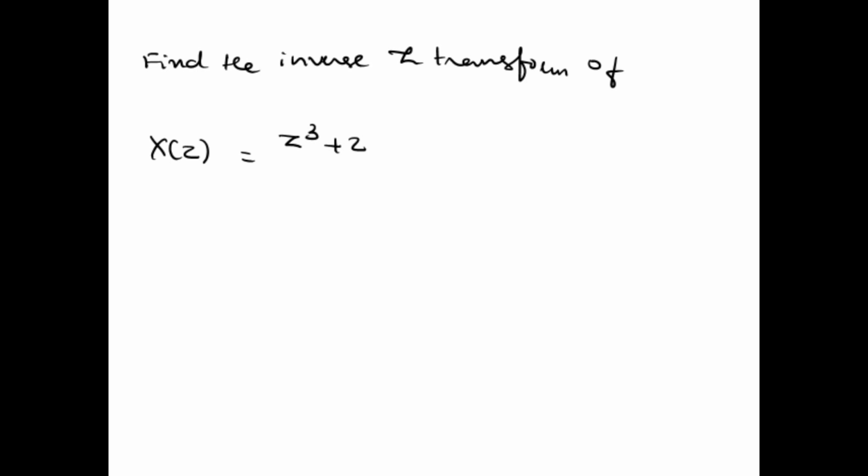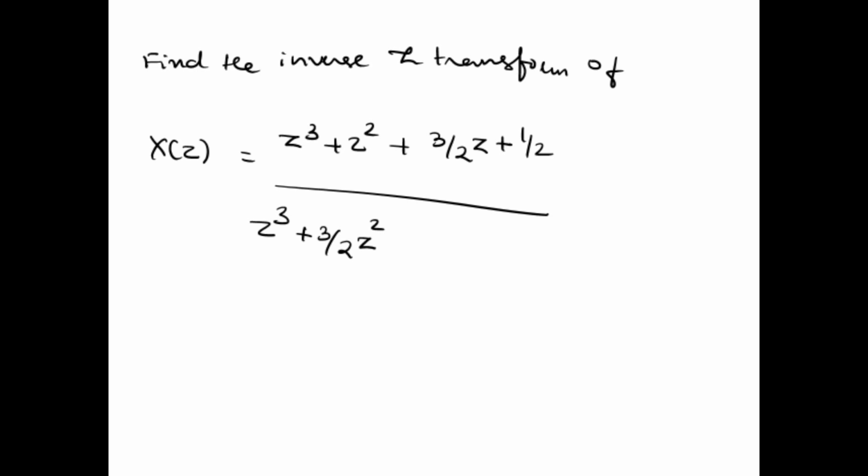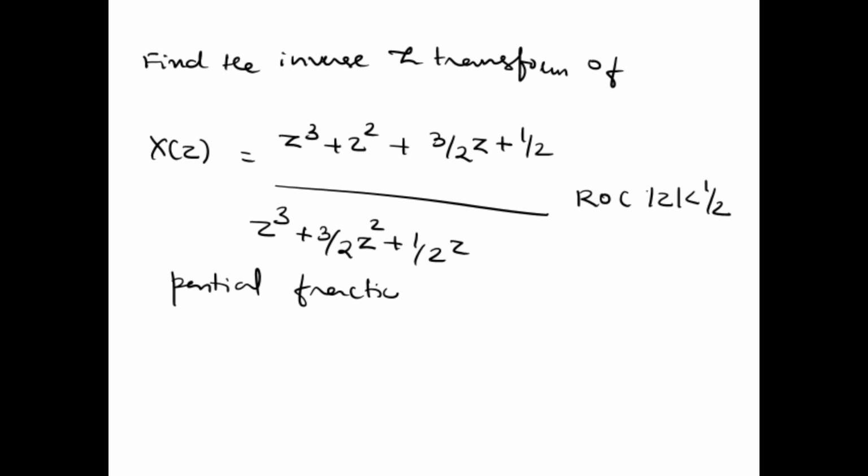Find the inverse z transform of x of z is equal to (z cube plus z square plus 3 by 2 z plus half) divided by (z cube plus 3 by 2 z square plus half z) with ROC mod z is less than half, using the partial fraction expansion method.